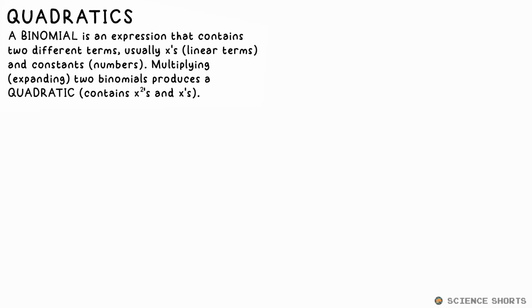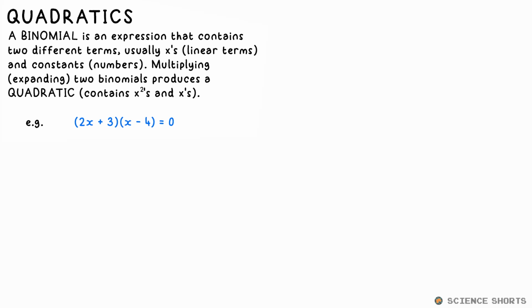The equation usually also contains just x terms as well, and just a number by itself, a constant. Let's take this equation here. Each bracket here contains a binomial. That's an expression that contains two different terms. Bi meaning two, nomial meaning name or term.